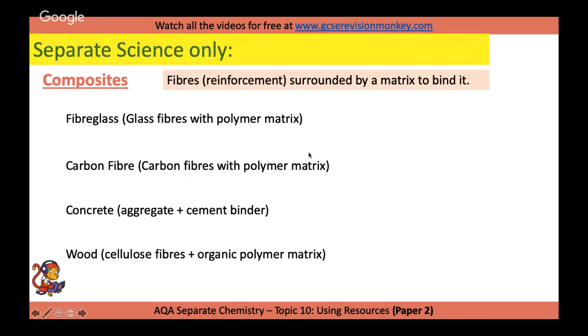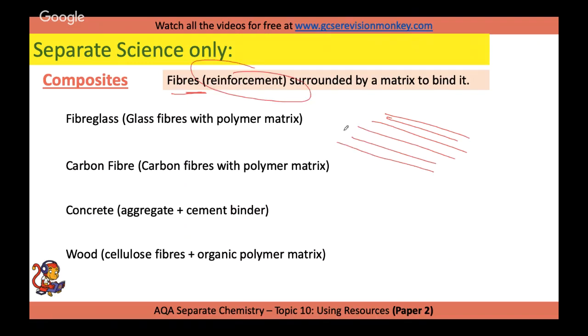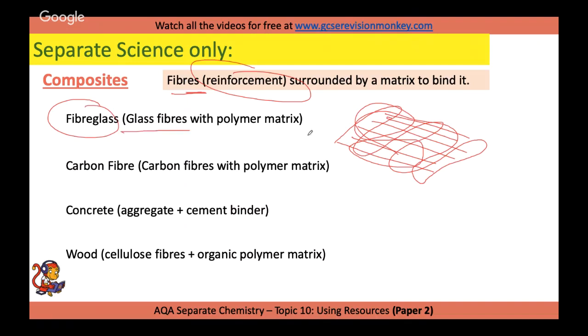Composites are an everyday material that's really important. The basic structure of a composite is made out of fibres, which make it really strong, and that's called the reinforcement. Then to bind those fibres together, it's surrounded by a matrix, which acts as a binder. For example, fibreglass is a composite whereby the glass bits are the fibres, so strong fibres of glass, and they have a polymer plastic matrix over the top to bind it together.